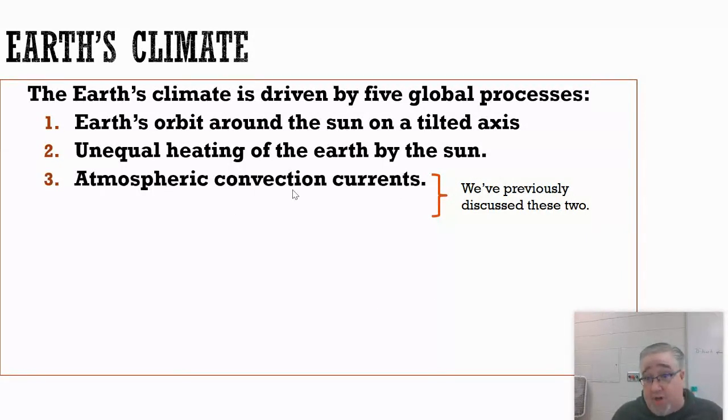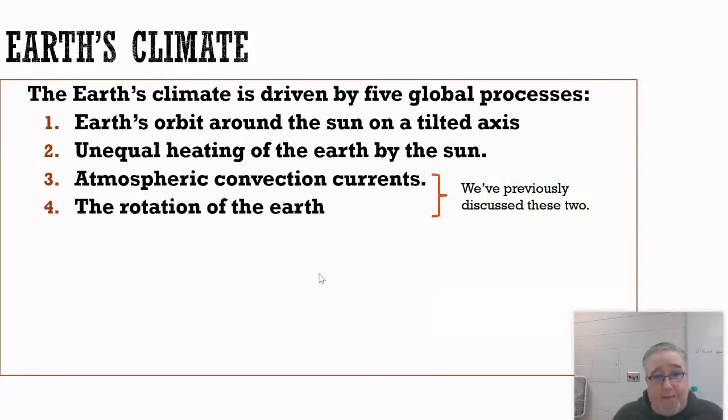Atmospheric convection currents. We talked about air currents in the last lecture. If you don't remember what that was, or if you haven't watched that, you might want to watch that video to make sure you understand what atmospheric air currents are. Hadley cells, for example, are atmospheric convection currents. The rotation of the Earth deals with the Coriolis effect. Again, that was in my last video. So we've already talked about these two things, but because they influence air circulation, that influences climate. All right, so we're not going to go back into that.